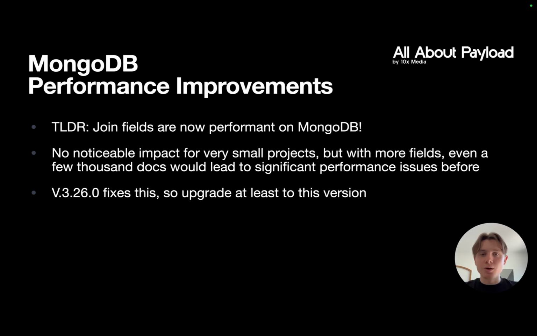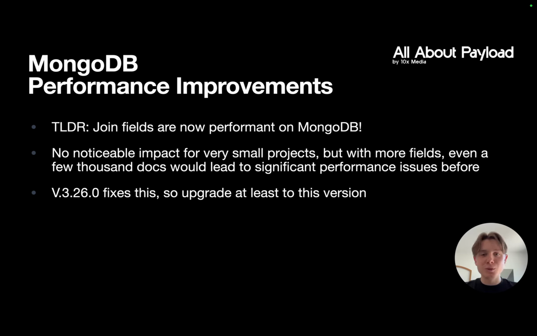Next up, there are a lot of performance improvements if you're using MongoDB specifically for join fields. Now, a lot of technical things have happened, but the TLDR is that join fields are now finally performant on MongoDB, and not just for small data sets and simple documents, but actually for large collections and documents that have a lot of fields. Now, if you just have a very small project that doesn't store a lot of data, you won't really notice a huge impact. But, and unfortunately we had this experience, if you have documents that have a few more fields, like 10, 20, or 30 fields with, let's say, 2 or 3 join fields, the performance was really bad.